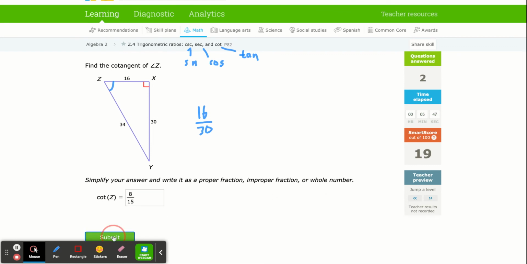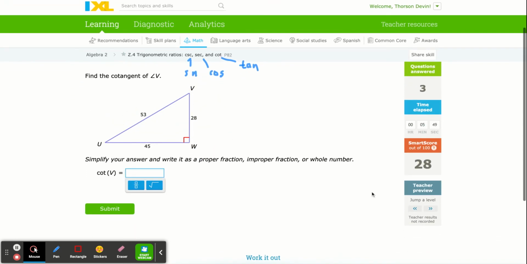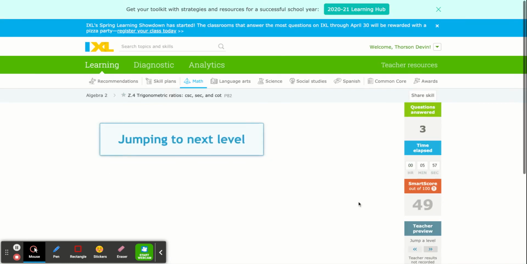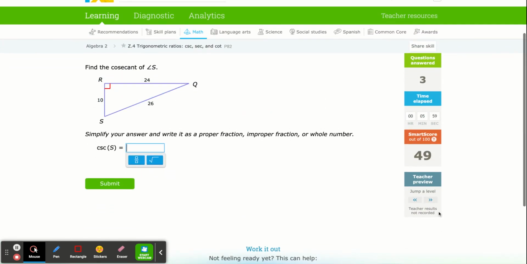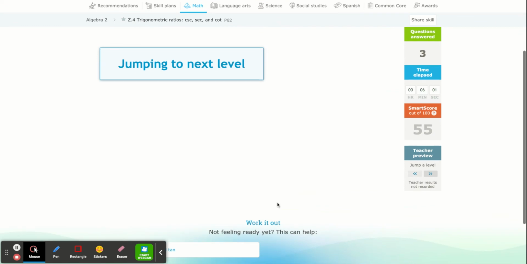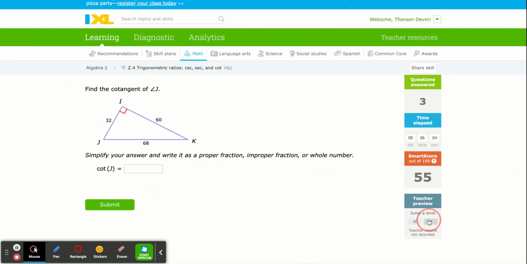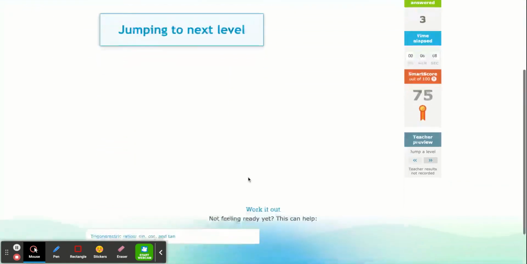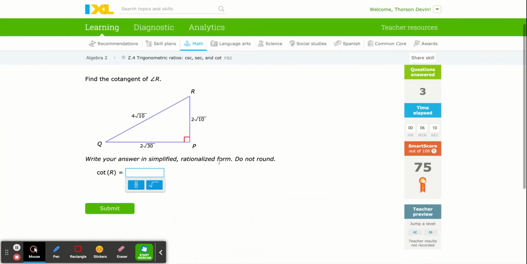I'm going to skip ahead because, again, you're eventually going to get some that will require you to use Pythagorean's theorem, or you'll have square roots. So I'm going to jump way up here until I find one with some square roots. So like this one here, don't let the square roots throw you.